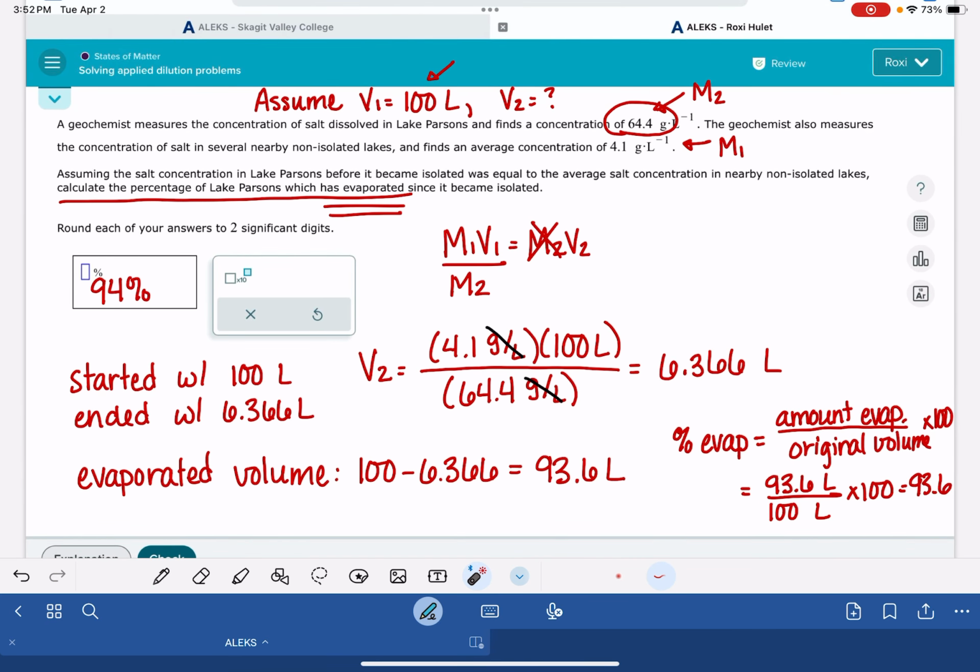This is a tricky problem, but it's going to be okay as long as you start with a pretty simple initial volume. The hardest part about this problem, I think, is getting my M2 and my M1 and my V1 in the right spot in this equation. So just be really careful with that.